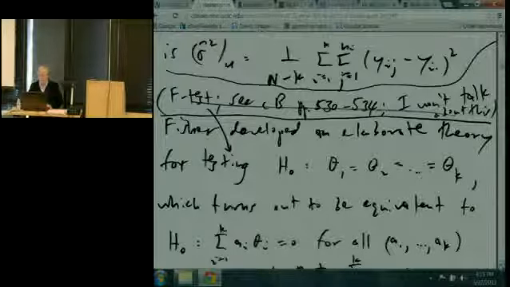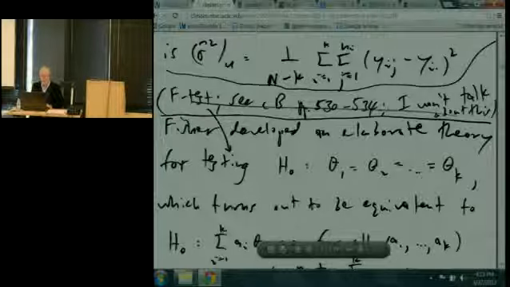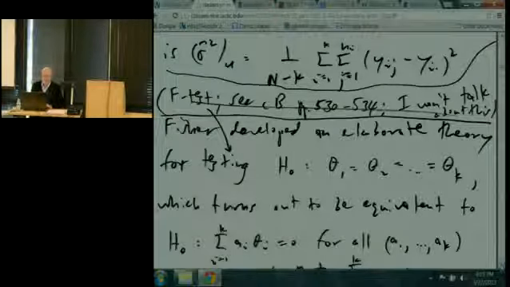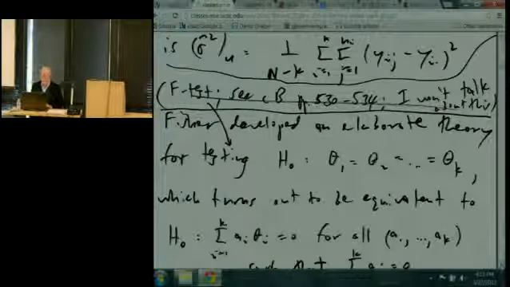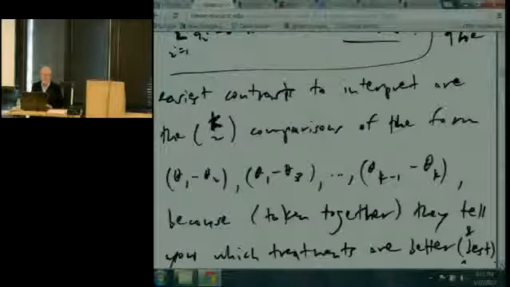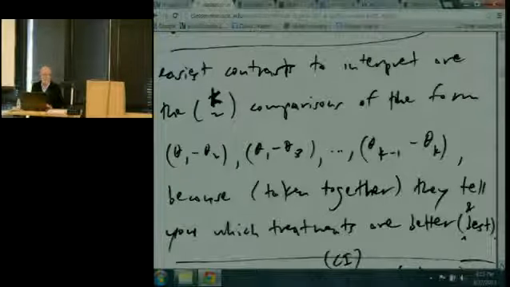Then Fisher went on to develop an elaborate theory for testing the null hypothesis that all the population means were equal. That's not all that interesting to me because all you get at the end of that is a single p-value, which, as I've said before, comes out on the wrong scale for understanding what's going on. So instead, let's start talking about comparing the thetas with each other in a pairwise fashion. Let's think of all the different possible pairwise comparisons: theta 1 minus theta 2, theta 1 minus theta 3, and so on, down to theta k minus 1 minus theta k. There are k choose 2 of them, which is k times k minus 1 over 2.